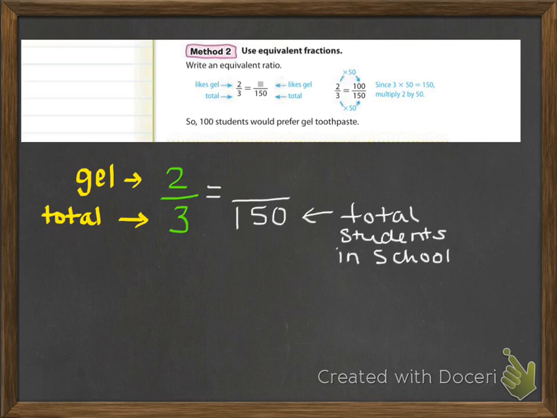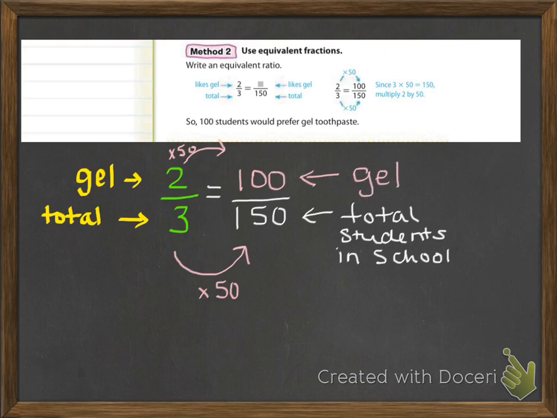So now we're going to ask ourselves, how do we get from 3 to 150 using multiplication or division? Well, to get from 3 to 150, we can multiply by 50. 5 times 3 is 15, and then add the 0. So whatever you do to the bottom of the ratio, you have to do to the top. So we're going to multiply the top by 50. So 2 times 50 is going to give us 100. And so now we know that 100 students would prefer gel.